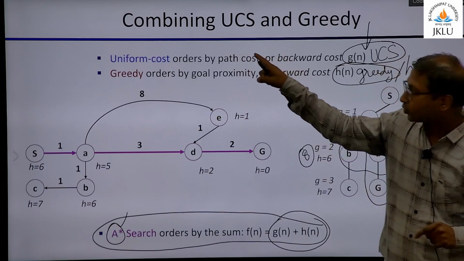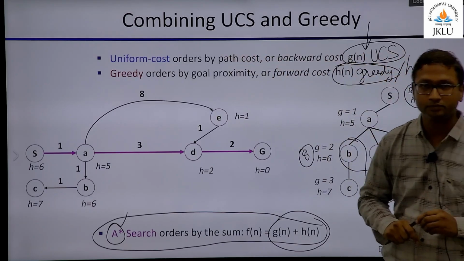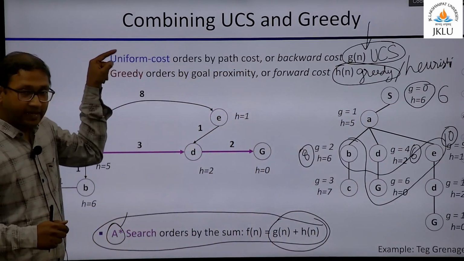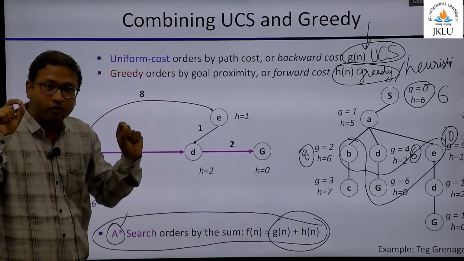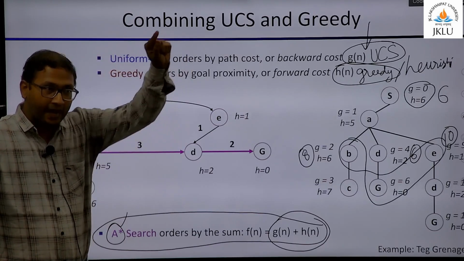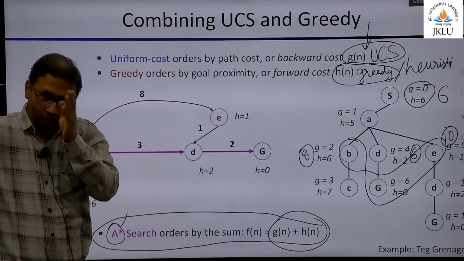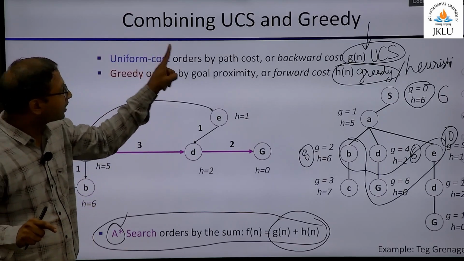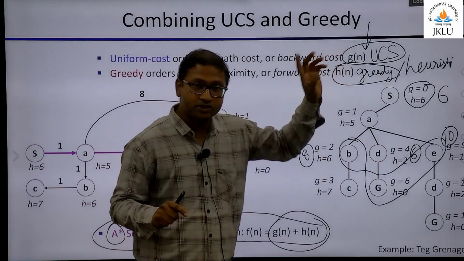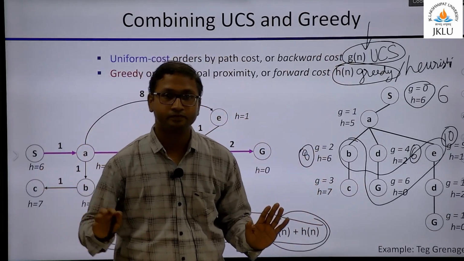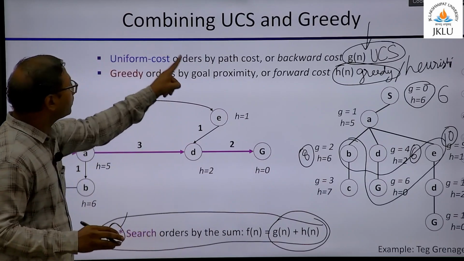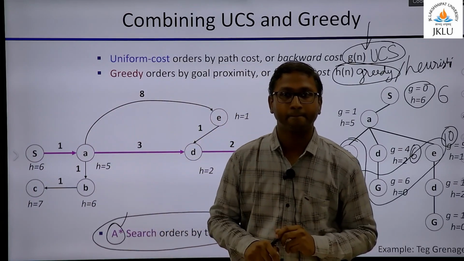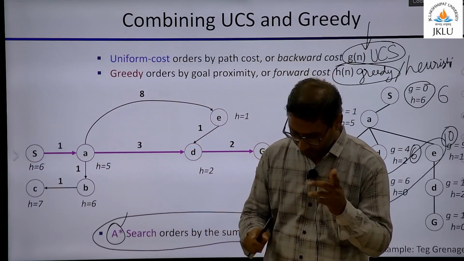Tell me what is the definition of G? Do you see anywhere written here that the value of G is the cost of the path followed for that particular segment? No. It says uniform cost orders by path cost or backward cost Gn. So uniform cost is just one, which is 4. Say that again.